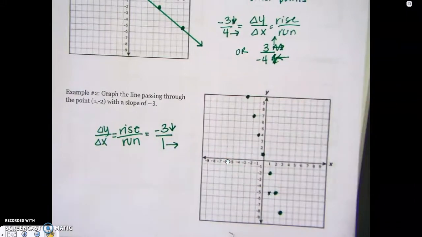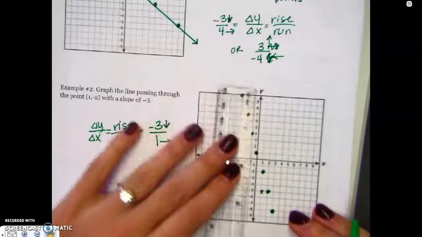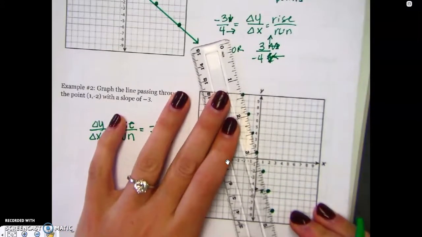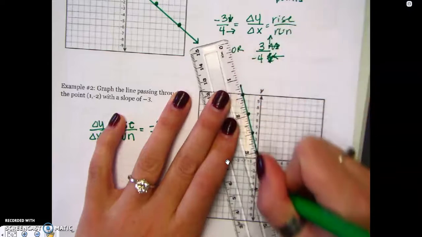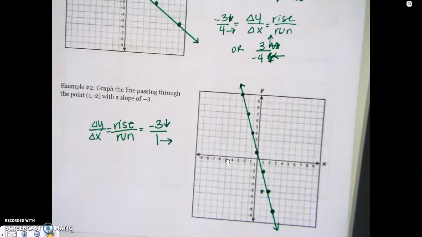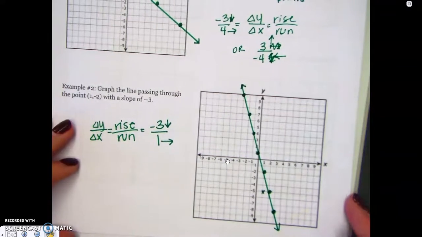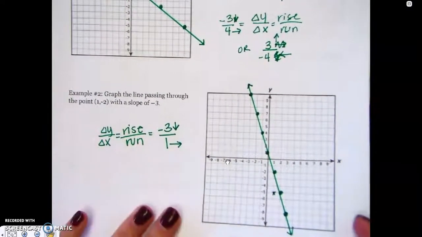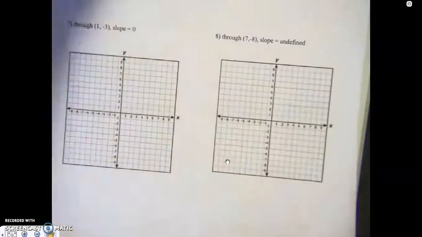And so there I have my points. And again, I'll just connect my dots, put arrows on it, and there you go. So a lot of the practice is going to be doing this: given a point and a slope, can you graph those lines?